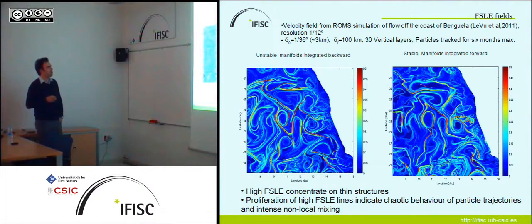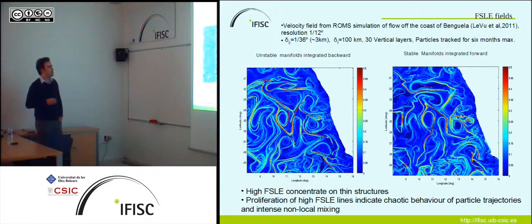On this grid, the initial distance between the particles we set at 3 kilometers, and we used 100 kilometers for the final distance, which is a suitable final scale to study these mesoscale structures. We also did it in 3 dimensions, so we calculated in 30 vertical layers, and we tracked the particles for 6 months. And the finite-size Lyapunov exponent distribution is this one that I show you here.